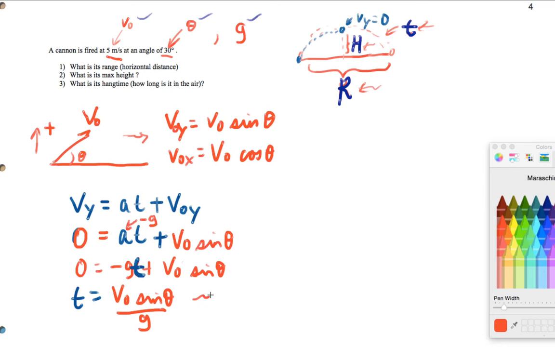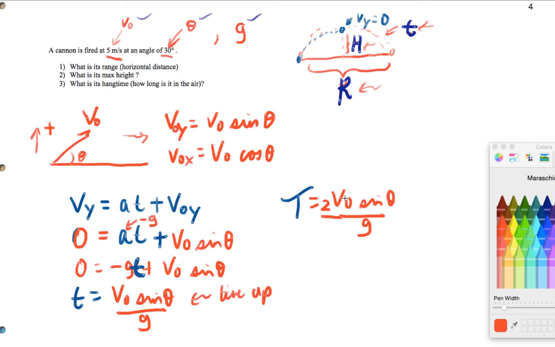Now this is actually half the time. This is the time up. The total time, t, the total hang time is going to actually be equal to v naught sine theta over g, and I need to multiply that by 2. All right, so that's the time it spends in the air.